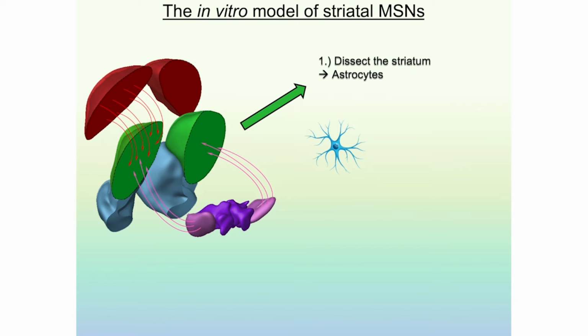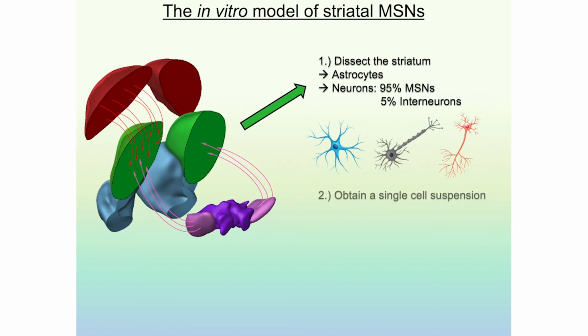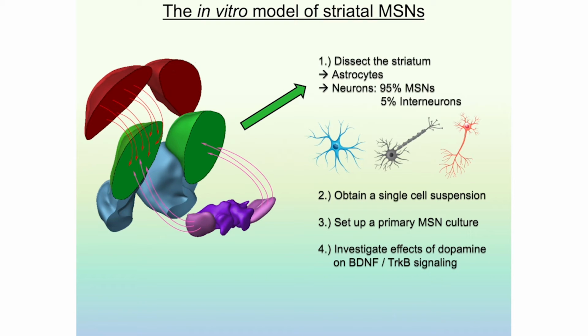And basically, one would suggest in order to investigate this, we could dissect the striatum. In this case, of course, we would find astrocytes, then neurons, the vast majority of neurons in the striatum, approximately 95%, are striatal medium spiny neurons and 5% interneurons. And as a next step, one would obtain a single cell suspension, set up a primary medium spiny neuron culture and plate those cells, and then just investigate activation of dopamine receptors in those cultures and investigate the effects on BDNF TrkB signaling and interaction. The only problem is it's basically not that easy.